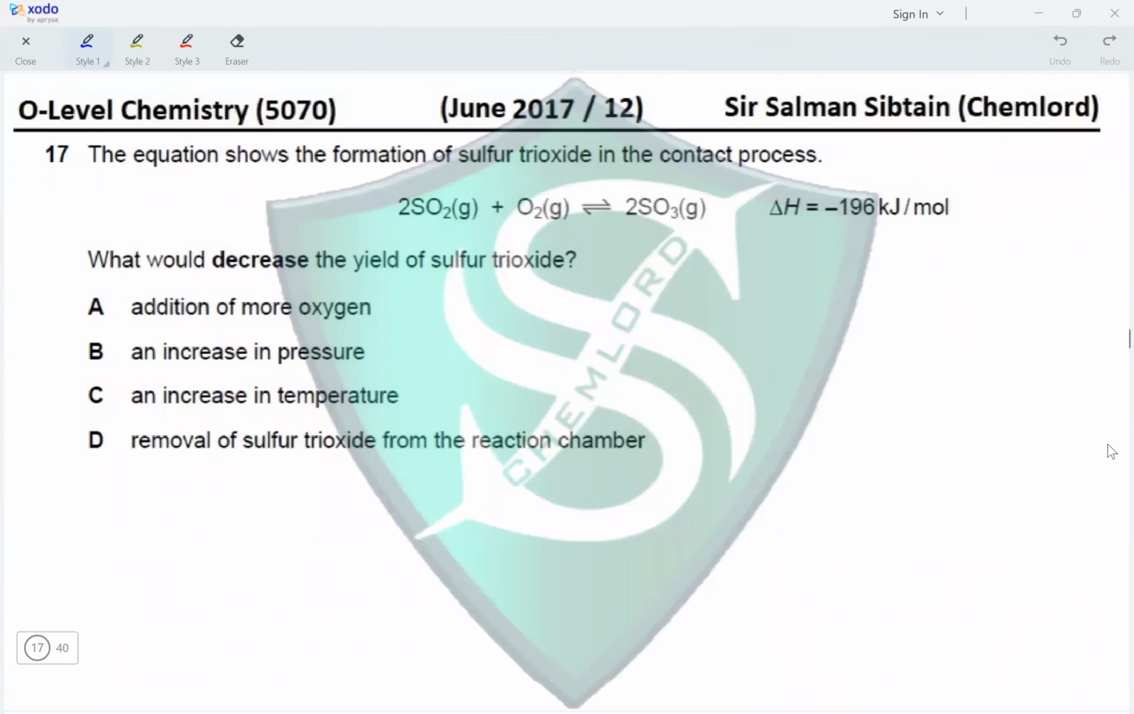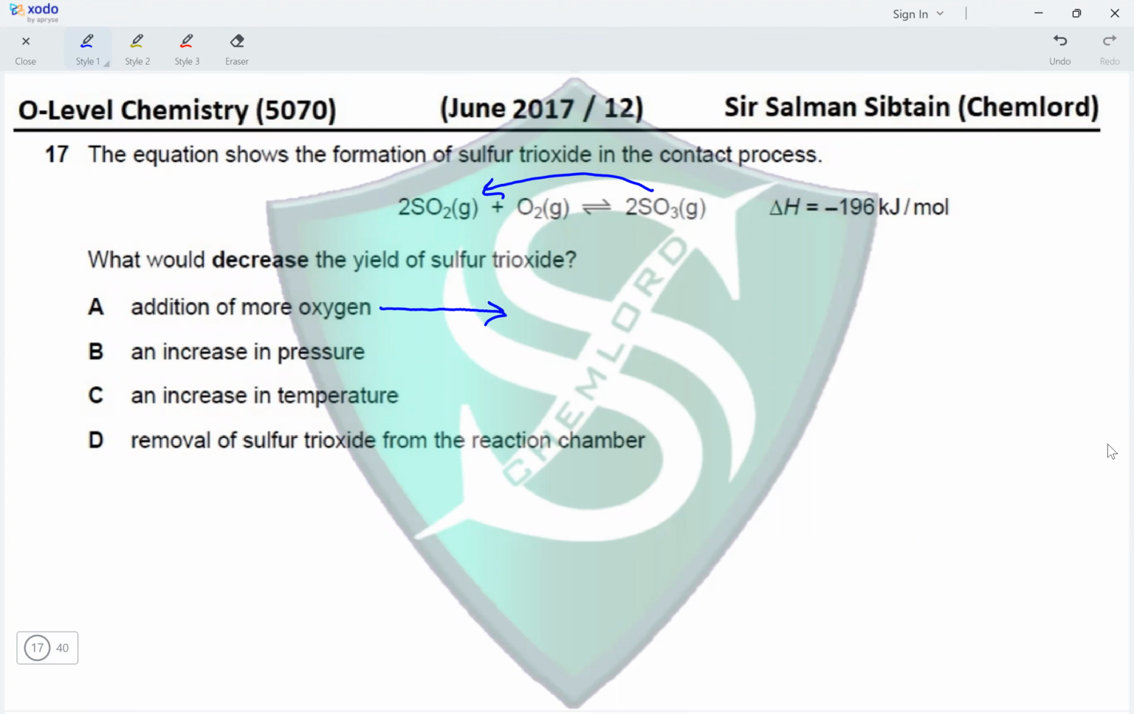Question 17. The equation shows the formation of sulfur trioxide in the contact process. What would decrease the yield of sulfur trioxide? So in order to decrease the yield of sulfur trioxide, the backward reaction needs to be favored. So let's look at the conditions provided. Addition of more oxygen. If we increase the concentration of the reactants, the forward reaction would be favored in order to maintain the original concentration of the reactants.